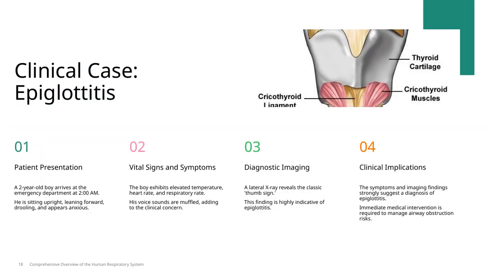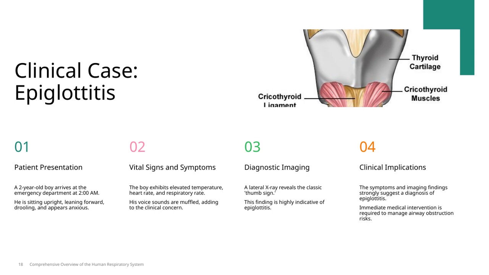In this clinical case, we see a young boy presenting with some classic signs of epiglottitis. His vital signs show an elevated temperature, a fast heart rate, and an increased respiratory rate, all of which suggest his body is fighting an infection and struggling with airway issues. His muffled voice is another important clue, indicating swelling around the epiglottis that affects his ability to speak clearly.